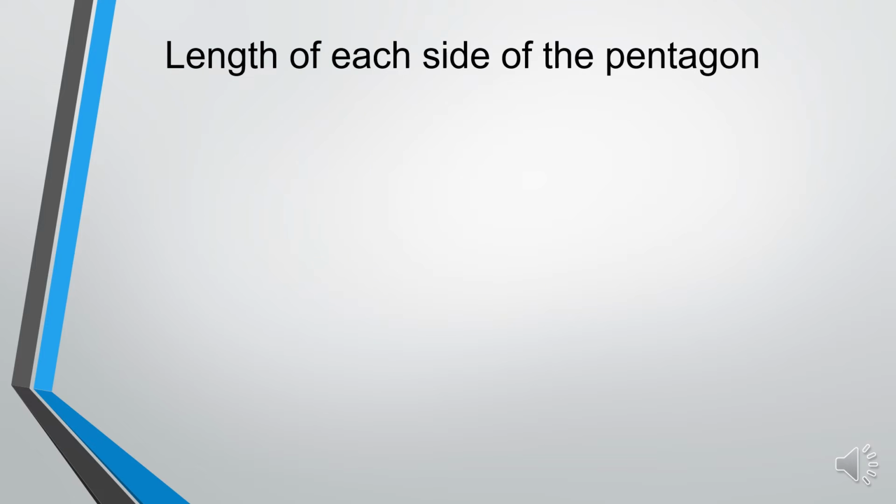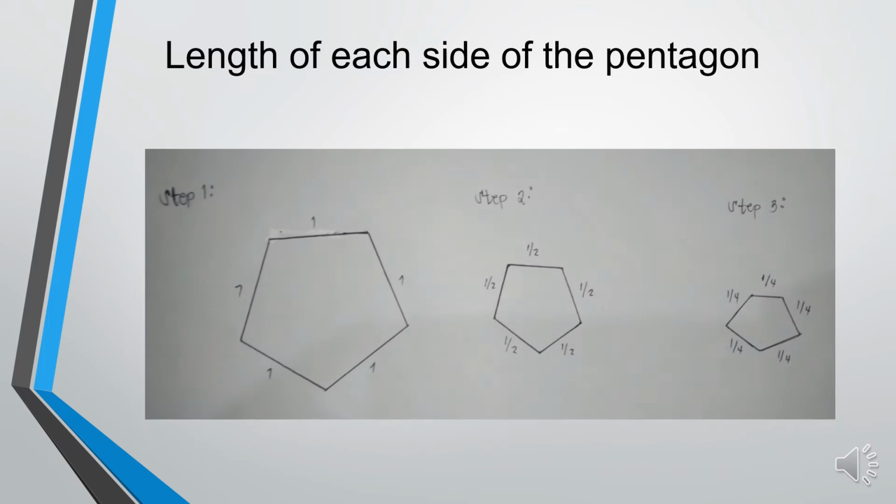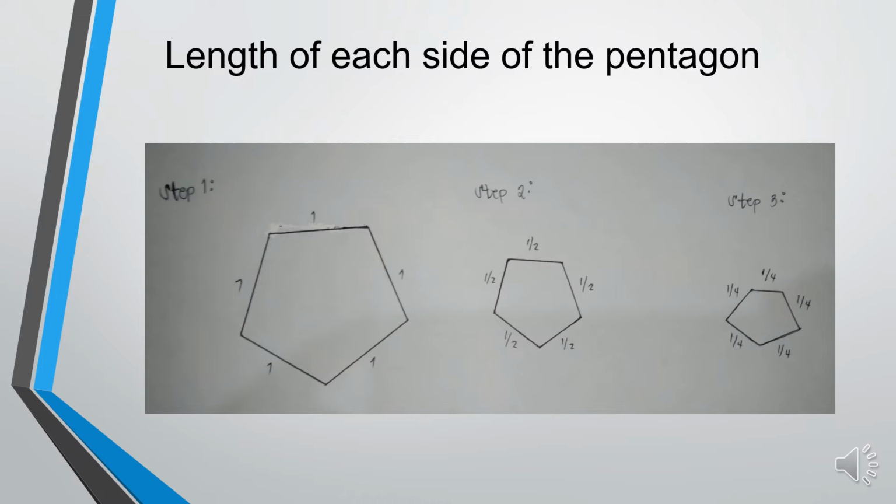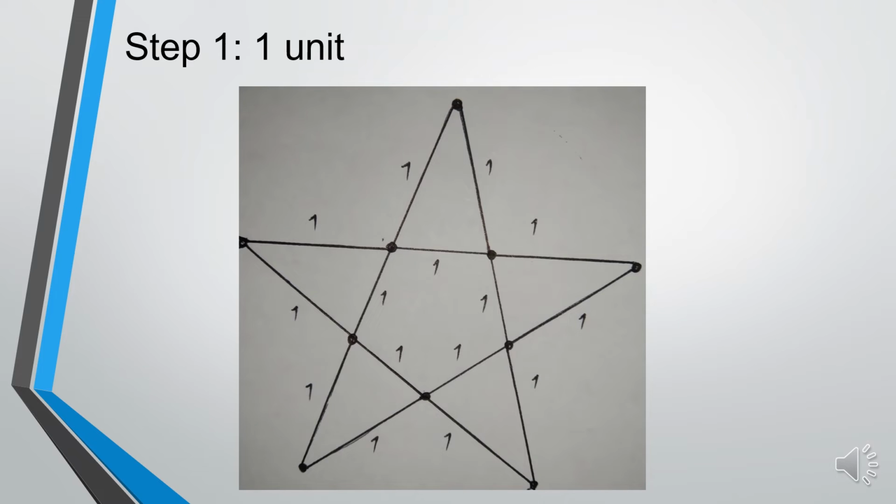Length of each side of the pentagon. So as you can see in the figure, step 1, all sides are equal to 1. So same process on step 2, all sides are equal to 1/2, and step 3 is 1/4 of the size of step 1. Step 1, 1 unit. As you can see in our accurate figure, all sides, including the interior angles of a star, are equal to 1.